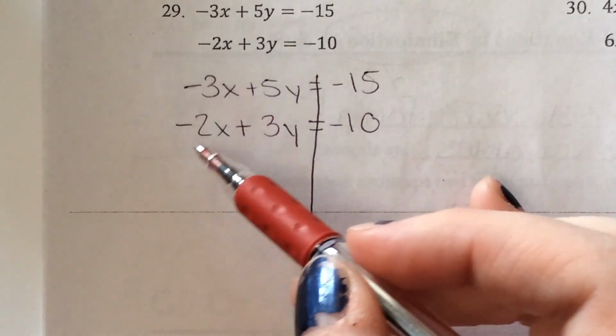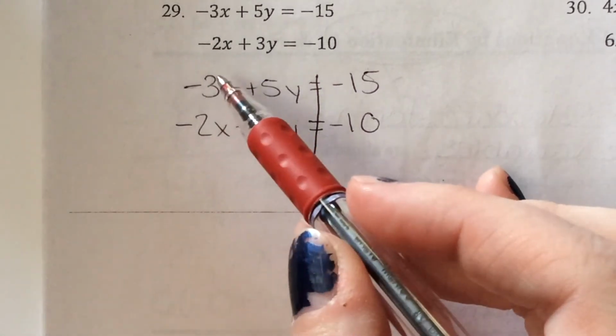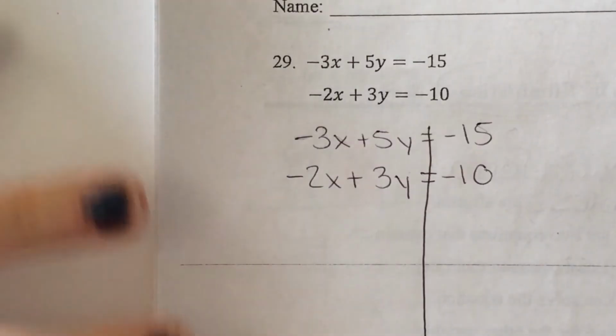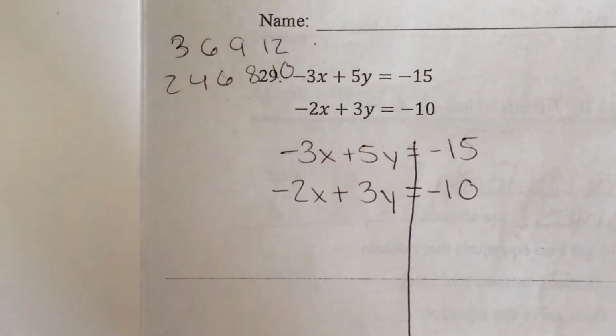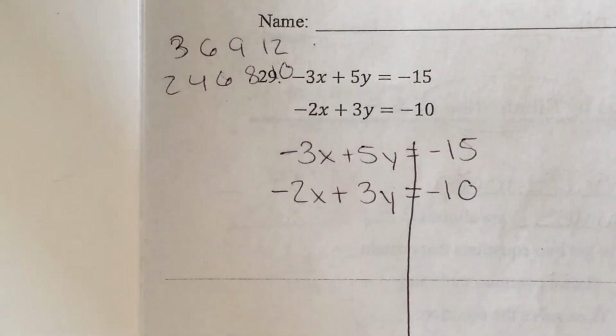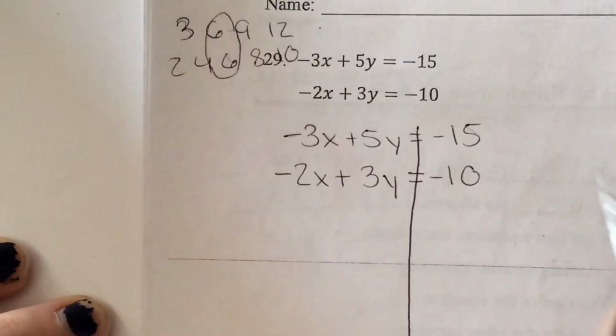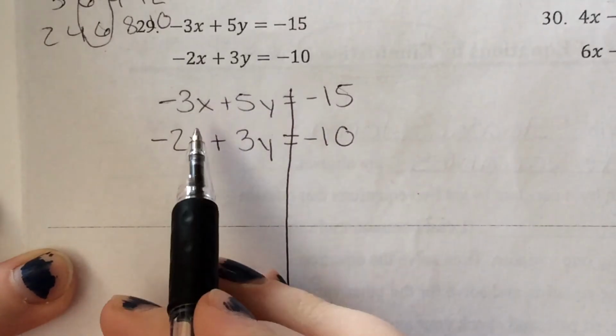So what's the least common multiple between 3 and 2? Well, I mean, if you need to list them out, you can. 3, 6, 9, 12, etc. Those are the multiples of 3. And the multiples of 2 are 2, 4, 6, 8, 10. The least common multiple means the smallest multiple that they have. It's going to be 6. So we need to make both of these be 6.